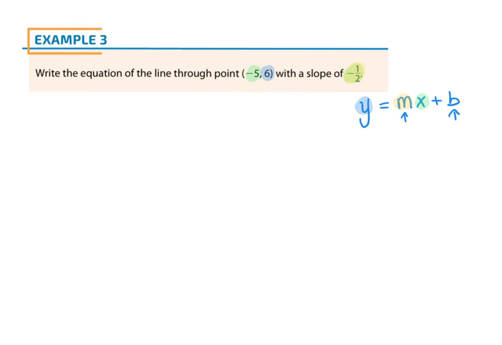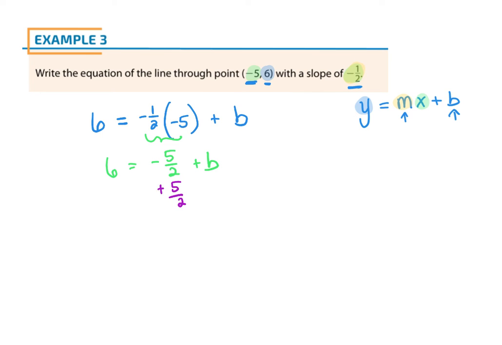And so if I take this, I would say y, well, my y is 6. So 6 equals m. My slope is negative 1/2. X, my x is negative 5. And I do not know my b. So then you just solve for your b. You're going to multiply your negative 1/2 and your negative 5. And then you're just going to add that guy over or subtract depending on what you have here. In this case, add. Add your 5/2.